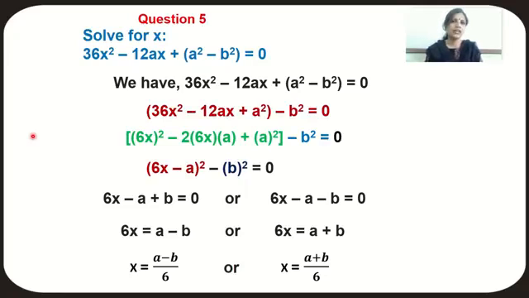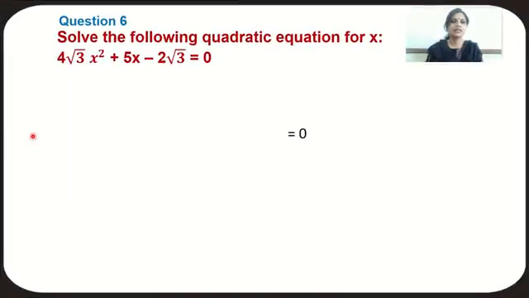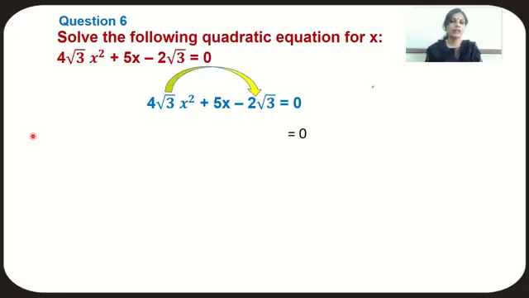Okay, let's move to the next sum. Look at this. Solve the following quadratic equation for x. That means we need to find out the value of x. Your choice, either formula method or factorization method. This is our equation. And if I want to solve it by factorization method, I have to multiply the first and the last term. And the multiplication will give me 4 root 3 multiplied by minus 2 root 3, and that is equal to minus 24. I have to factorize this minus 24 in such a manner that the sum of the factors should be plus 5 and the product of the factors should be minus 24.